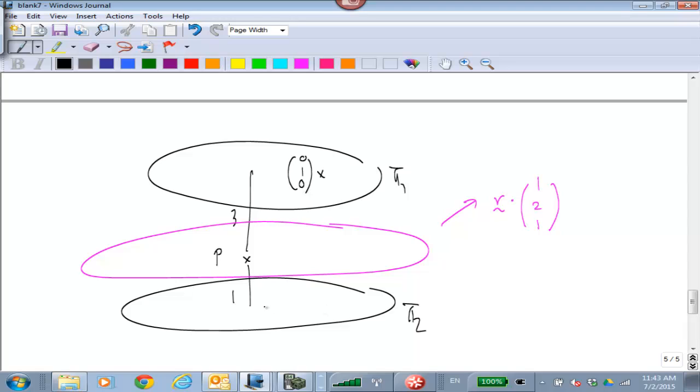0, 4, 0. Fine. Good. Assume it's here. Do you know what I'm going to do? I'm going to join these 2 points up.